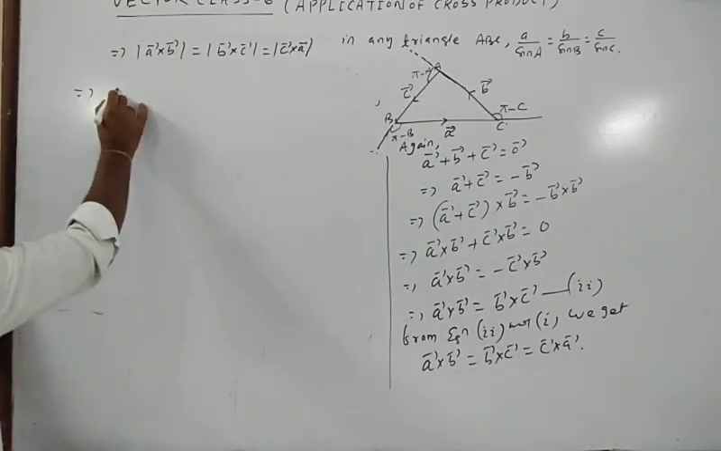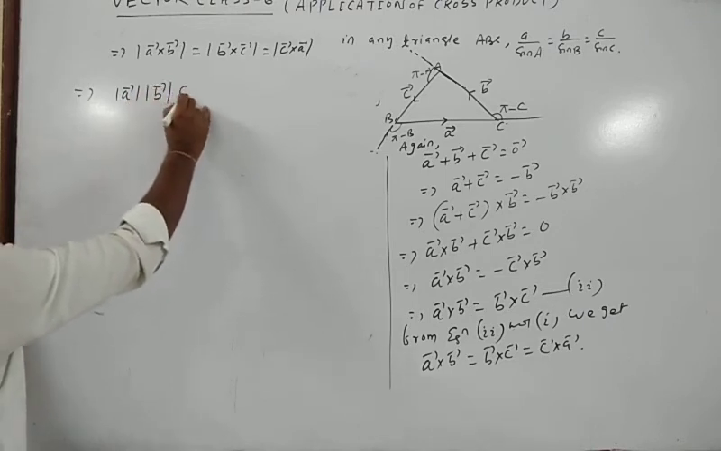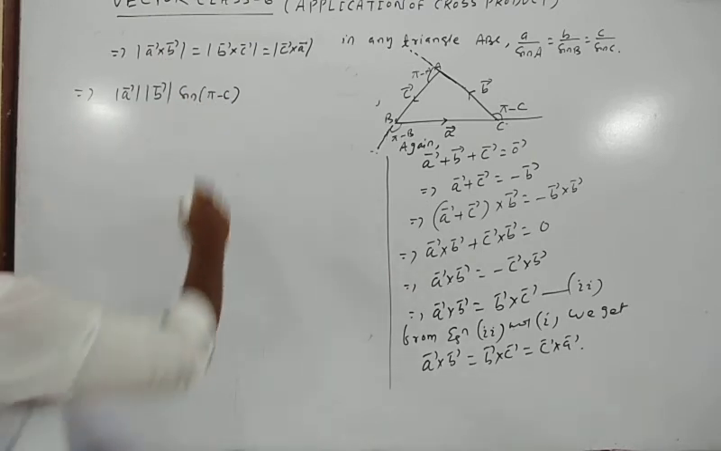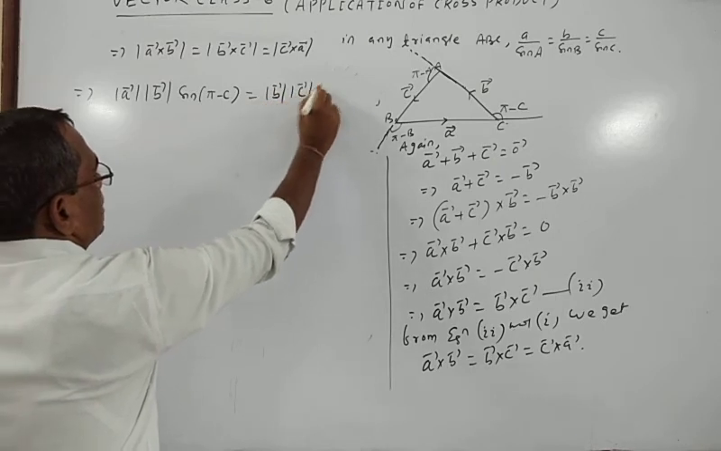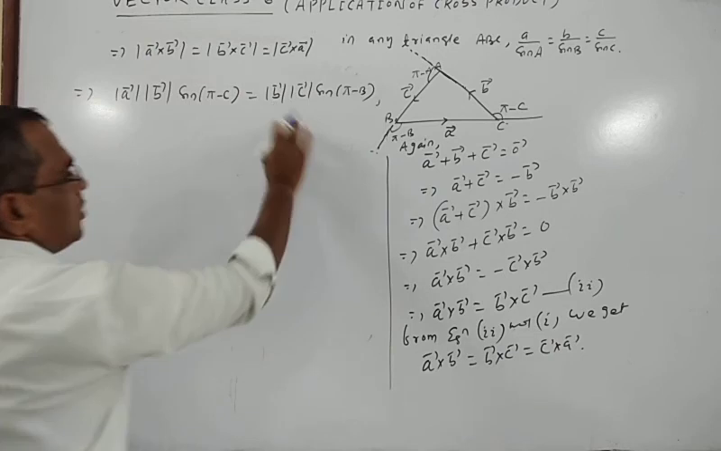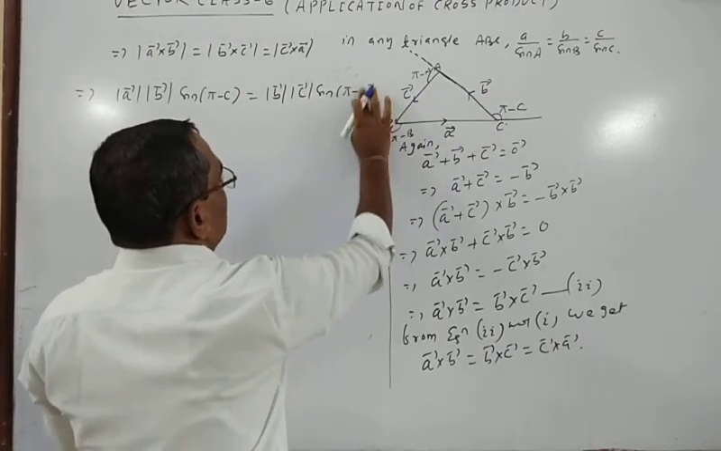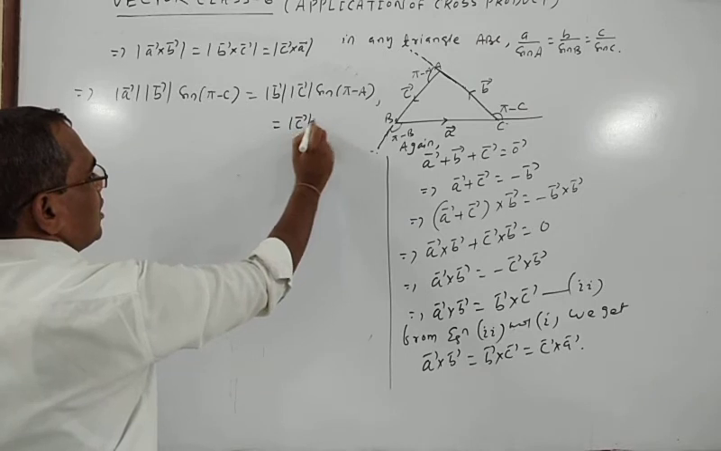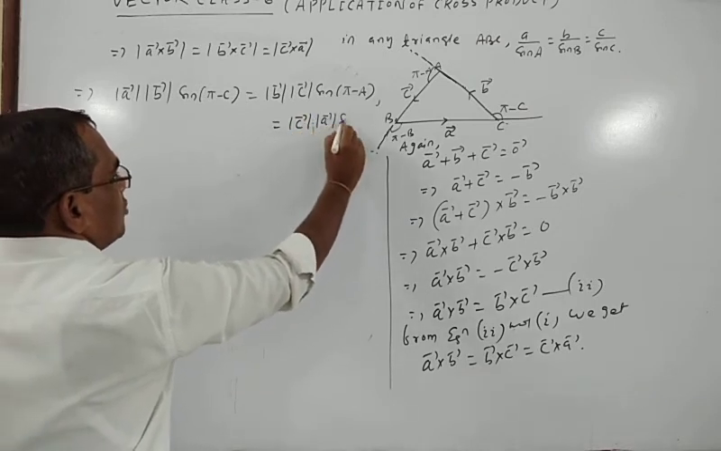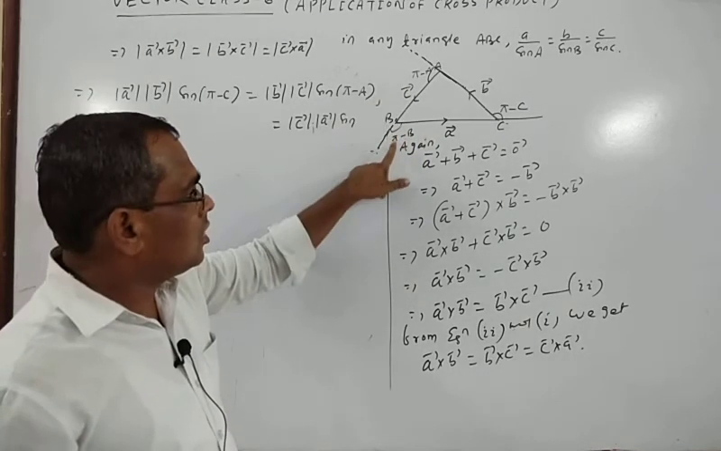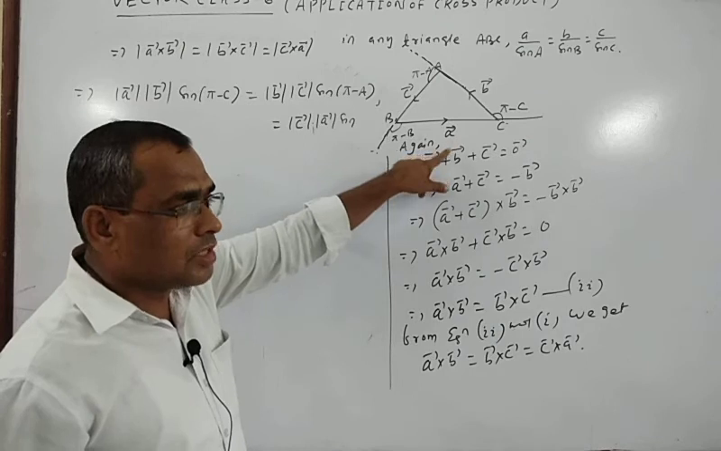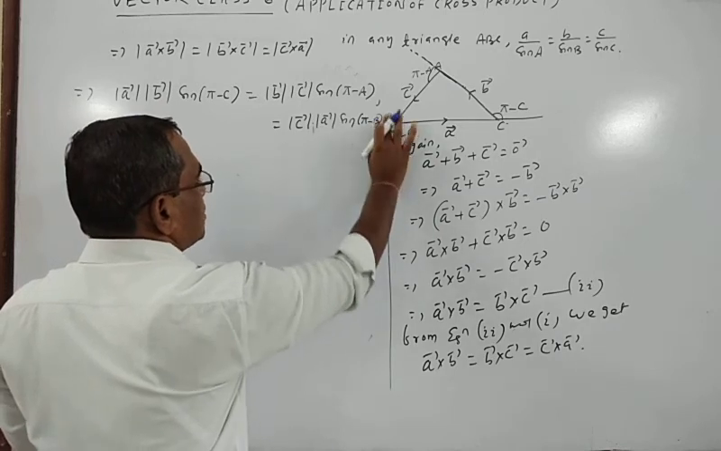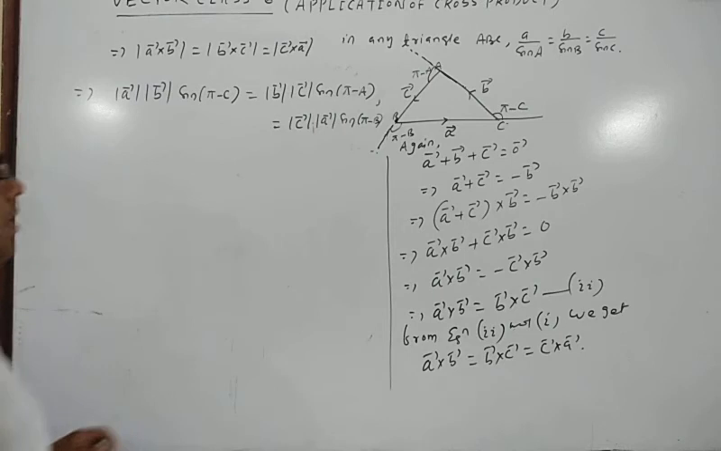So this implies A vector magnitude, B vector magnitude, sin pi minus C. This is equal to B vector magnitude, C vector magnitude, sin pi minus A, because the angle between B and C is pi minus A. And this is equal to C vector magnitude into A vector magnitude into sin of the angle between C vector and A vector, which is pi minus B. So pi minus B is the angle between A vector and C vector.